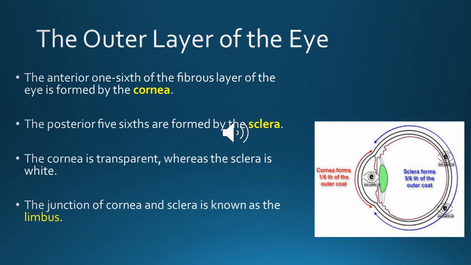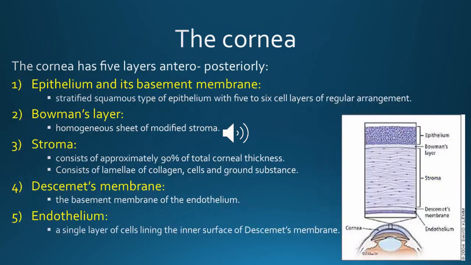The cornea is the transparent part of the outer coat. It's formed from 5 layers, arranged from the anterior to posterior as epithelium with its basement membrane, Bowman's layer, stroma, Descemet's membrane, and endothelium. The epithelium is a stratified squamous type, which is lying over the Bowman's layer, which is a modified part of the stroma. The stroma represents 90% of the total corneal thickness, and finally is the endothelium, which is resting on the Descemet's membrane.